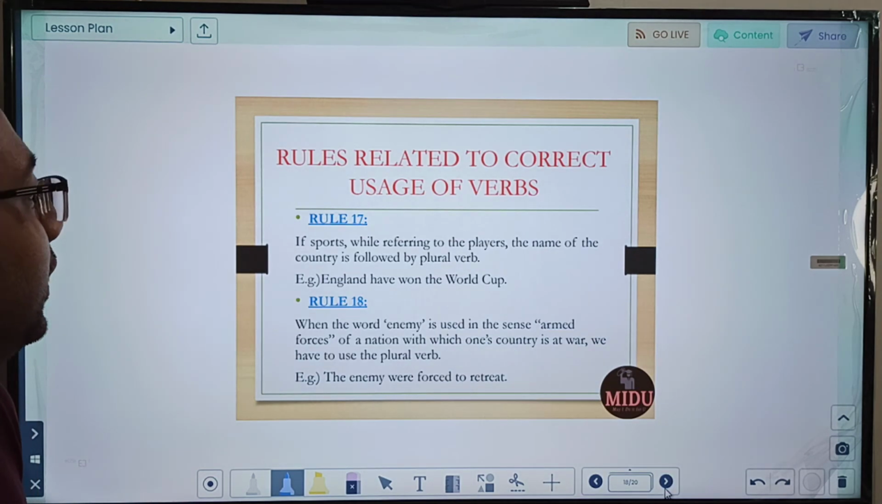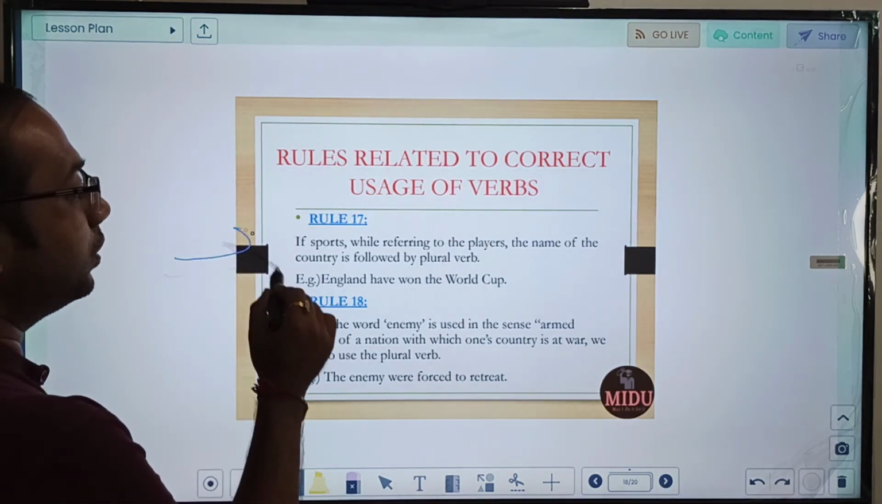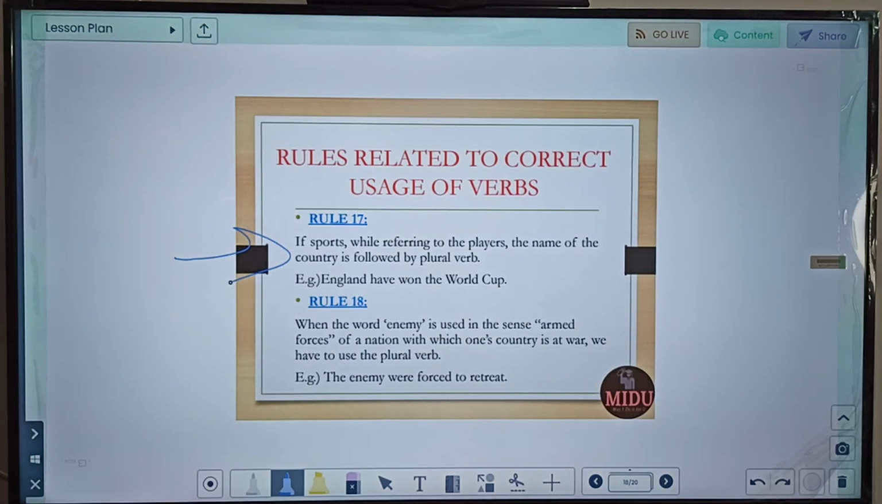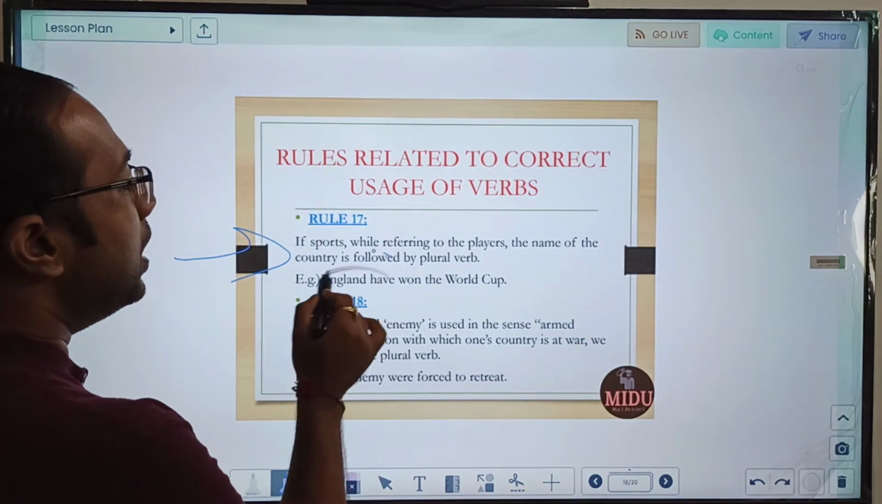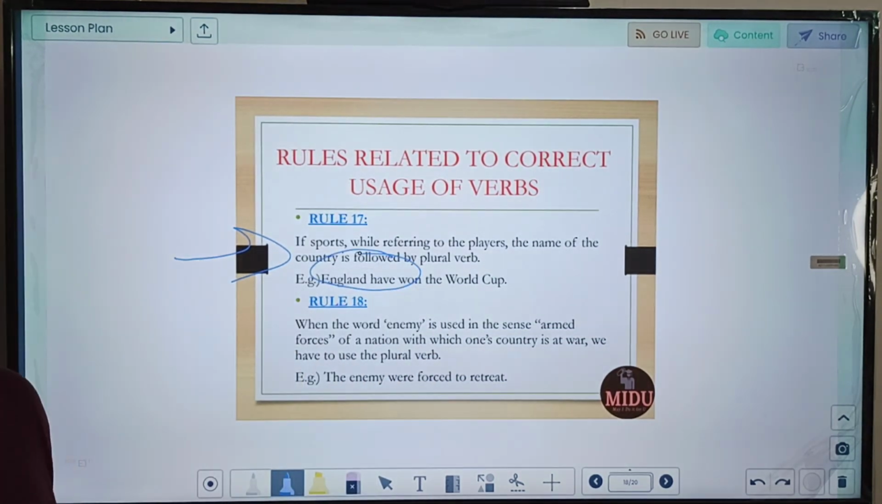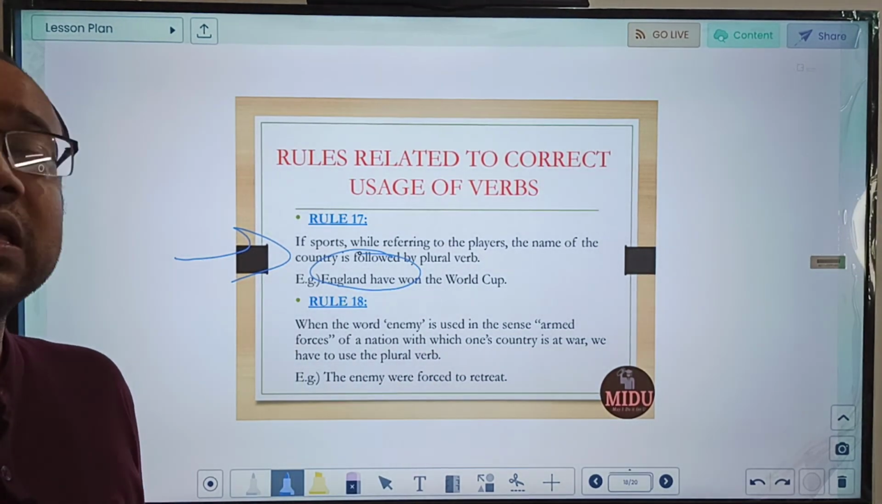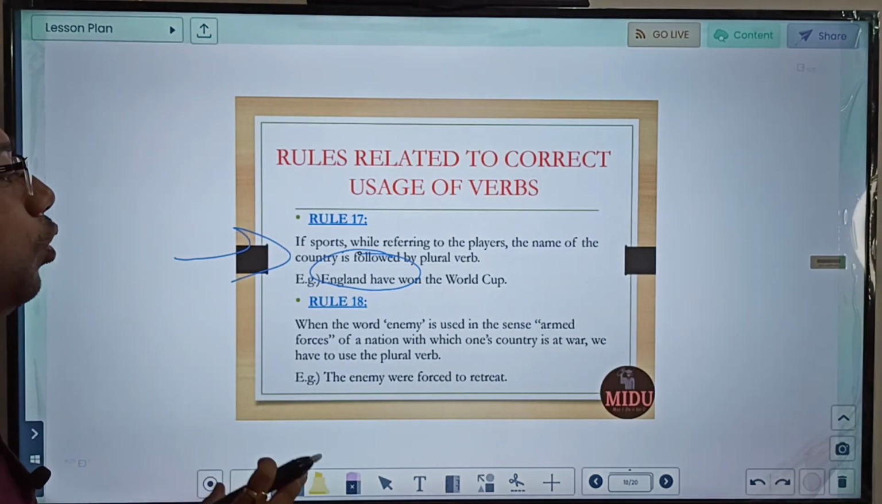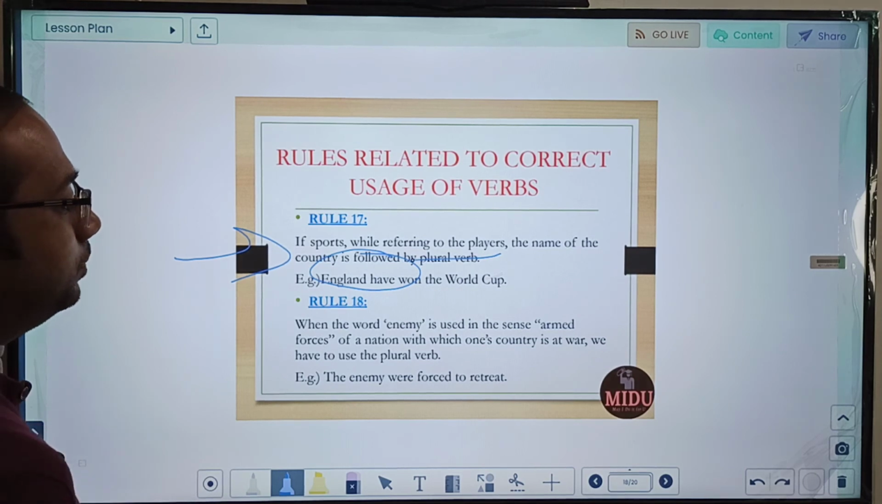Rule number 17. If in sports, while referring to the players, the name of the country is followed by the plural verb. So whenever in sports we are referring to a country, the name of the country will be plural. England have won the World Cup. It will not be England has. India have won the second position. So in case of sports, the country name is followed by the plural verb.